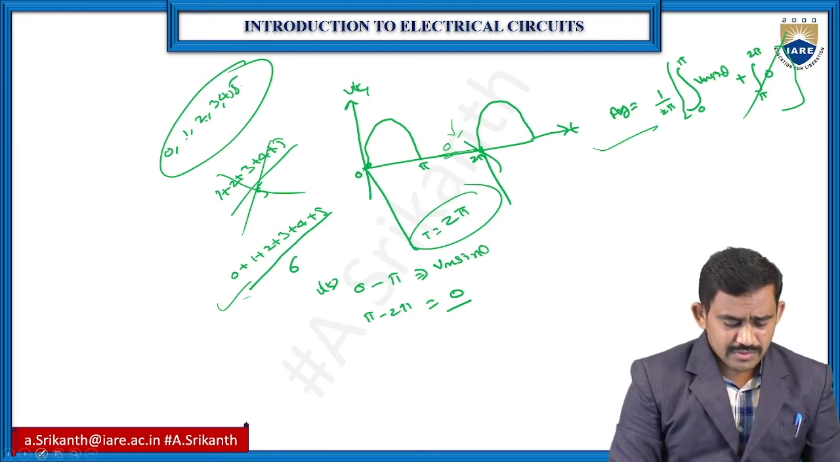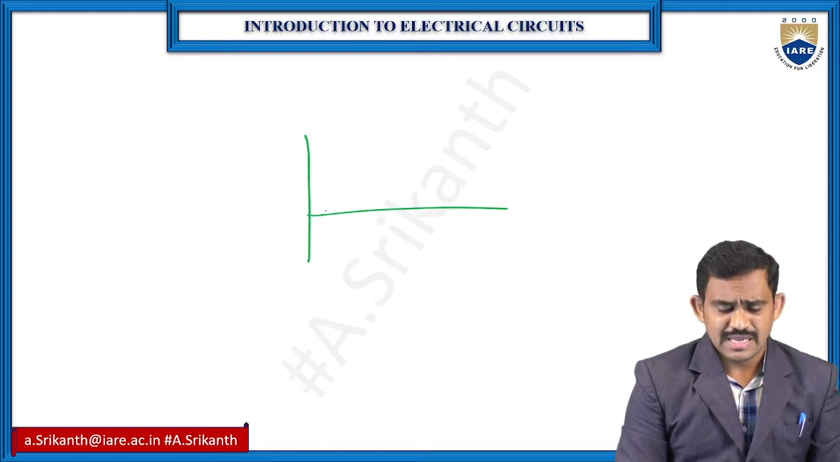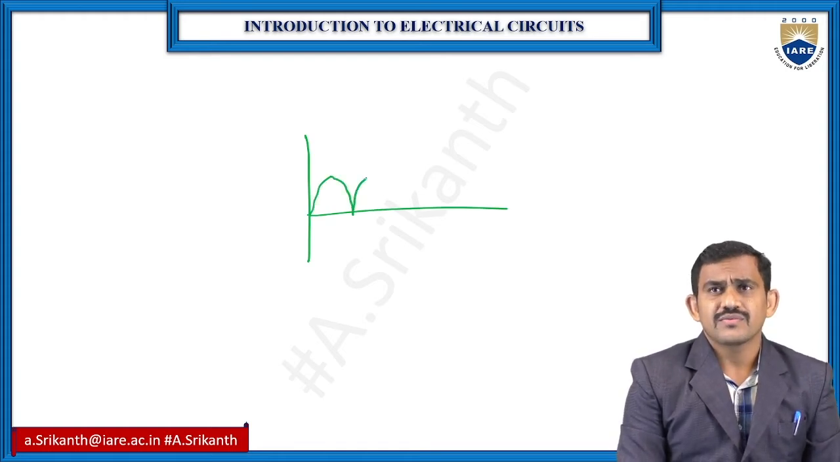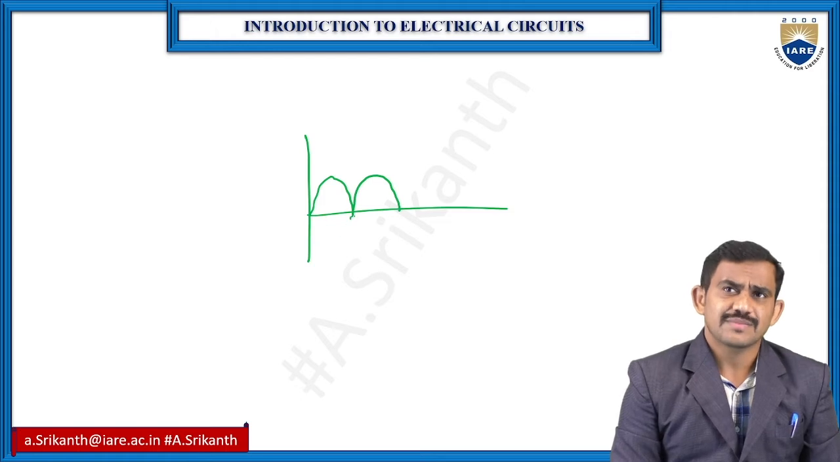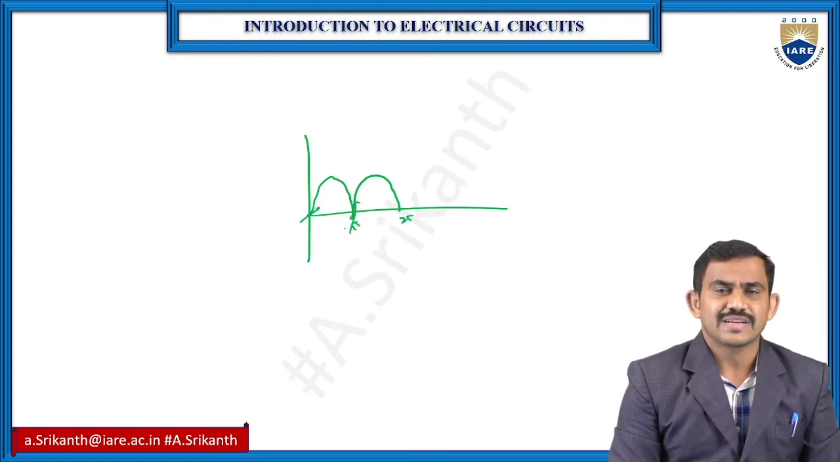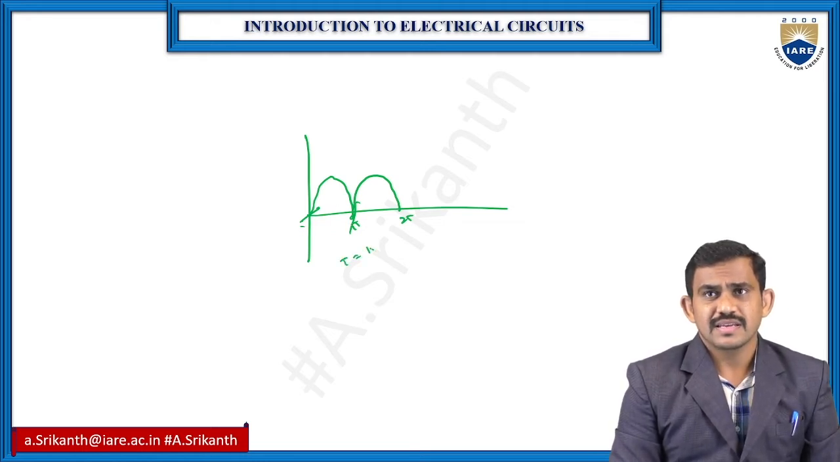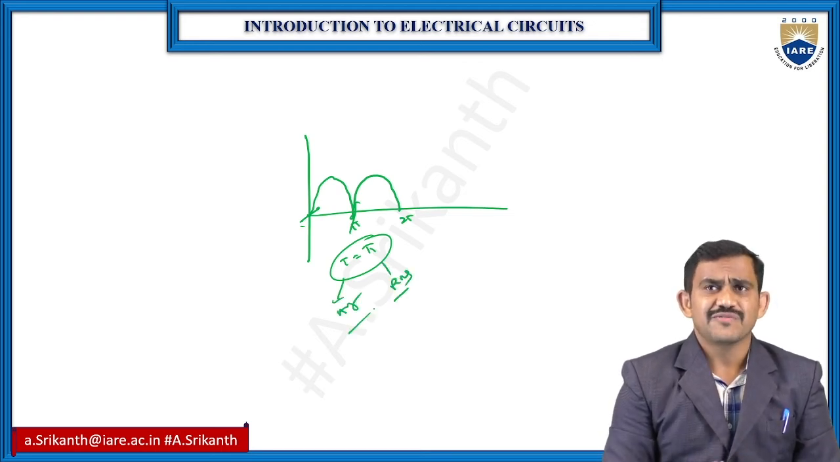Coming to full wave, square or sine, same thing. For full wave, what is your time period? You need to consider only up to pi. My waveform started here and again started here on the x-axis. So 0 to pi is your time period for average and RMS, and for average and RMS we have the same value.